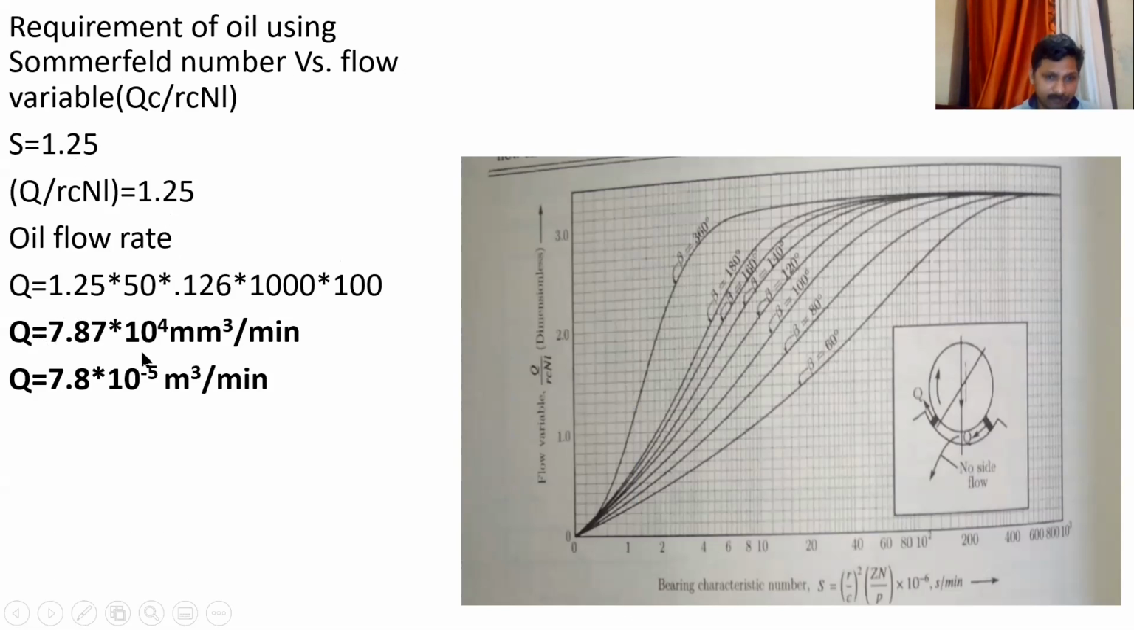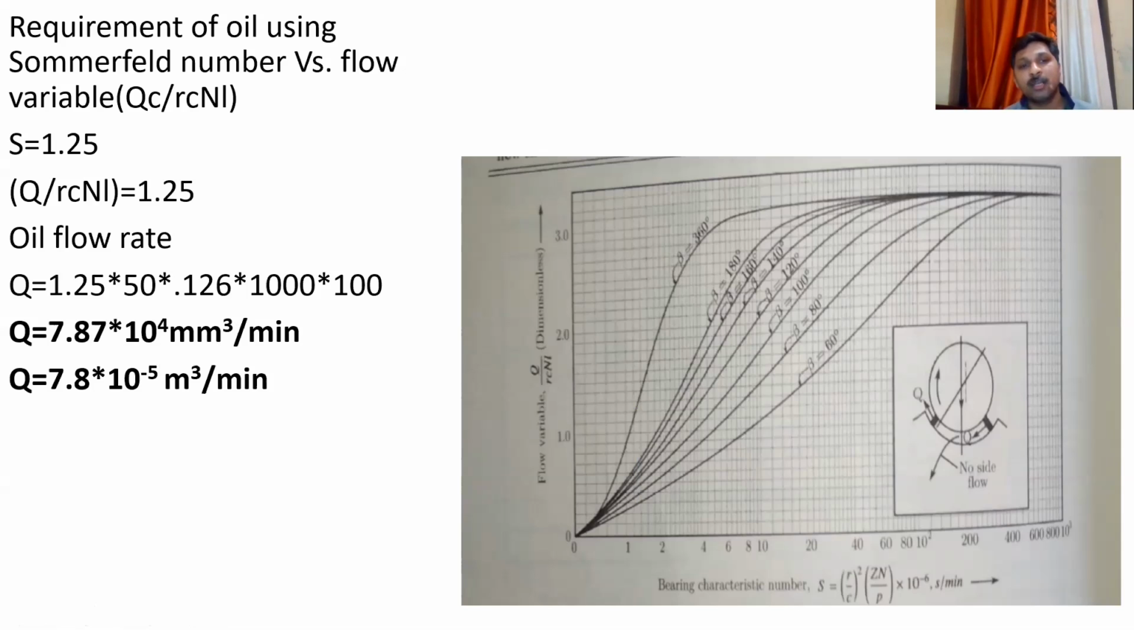The flow rate from this calculation will come out in mm cube per minute. This is the volume flow rate in mm cube per minute. To convert it into meter cube per minute, we have to multiply this value with 10 to the minus 9. So we are able to find the flow rate in meter cube per minute.